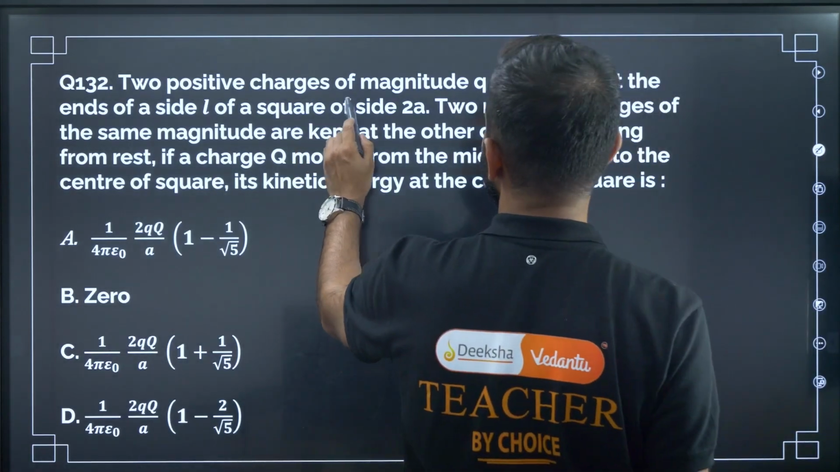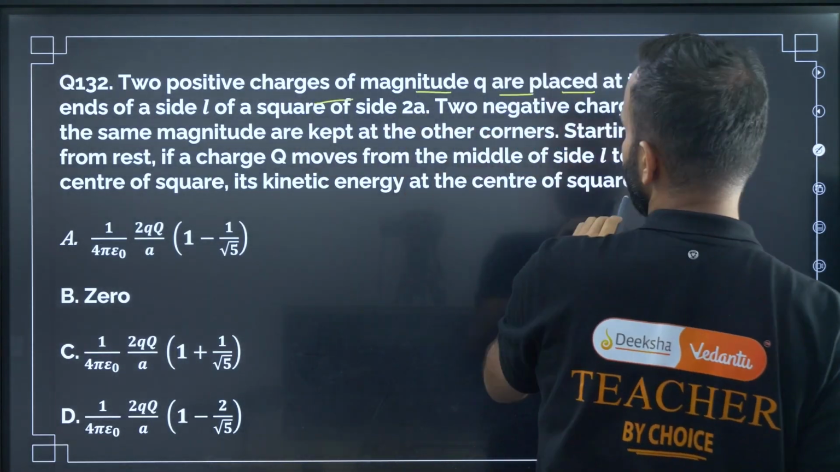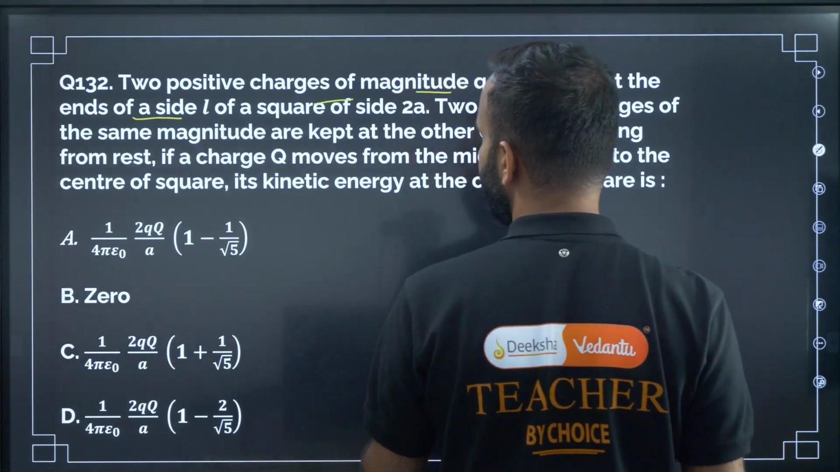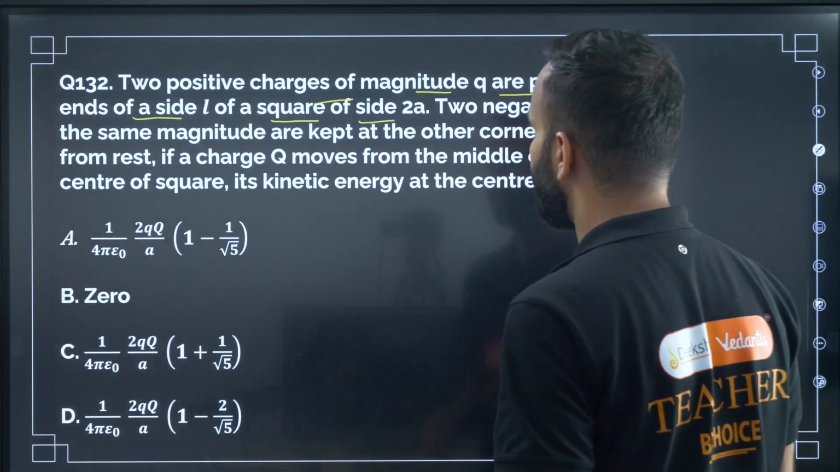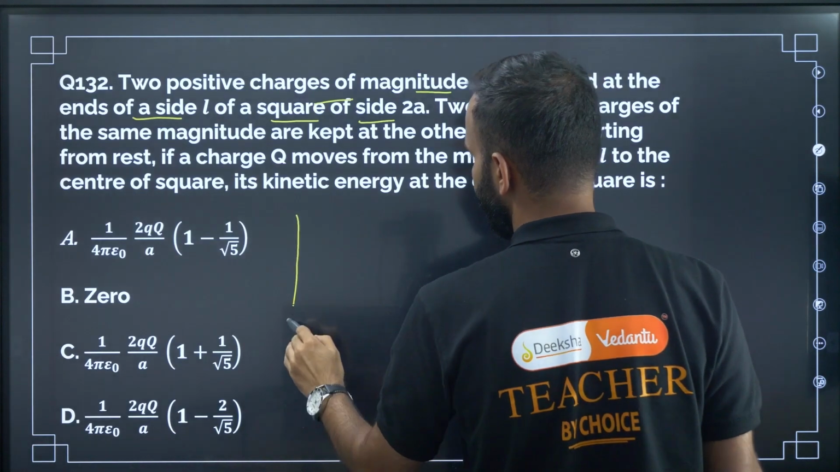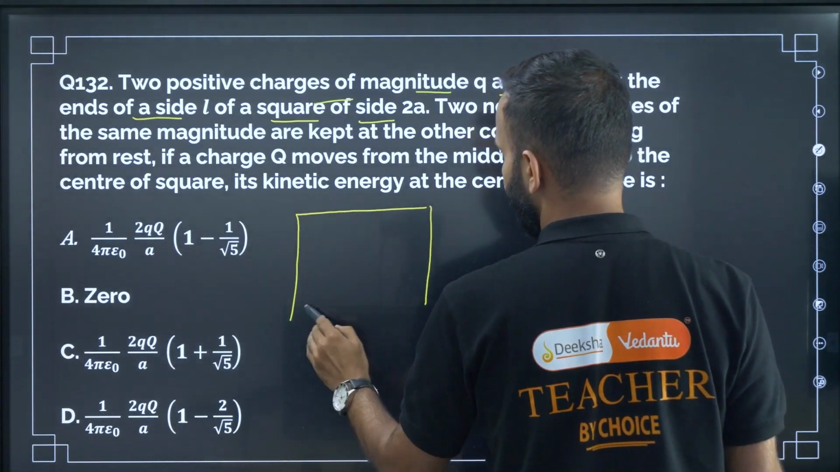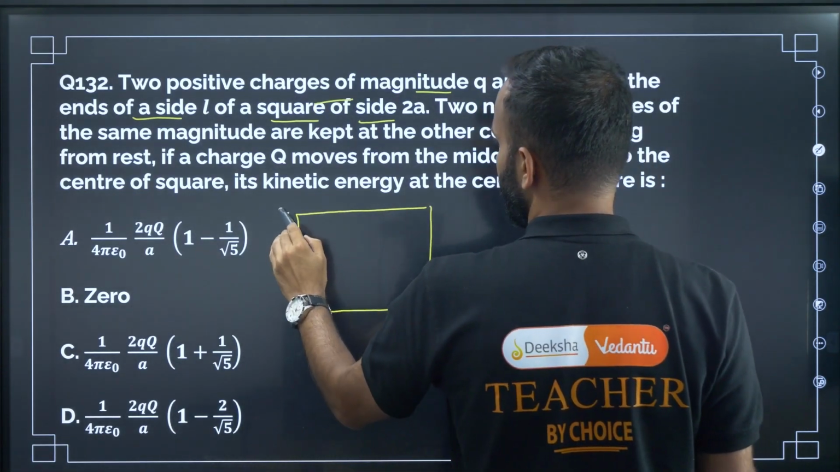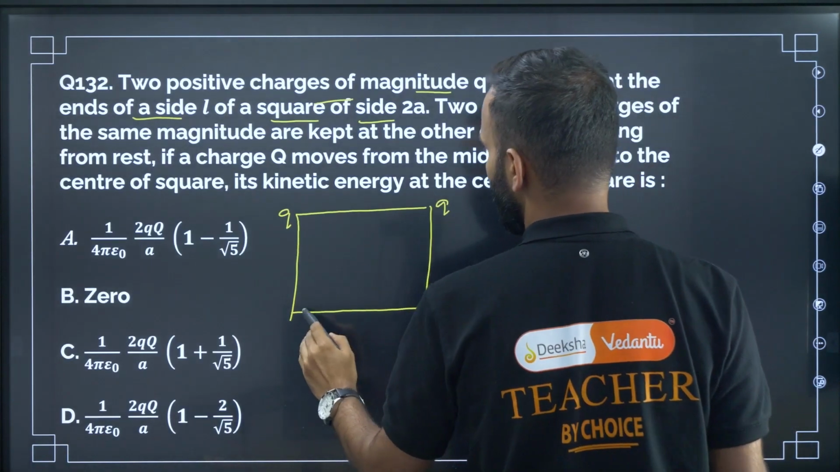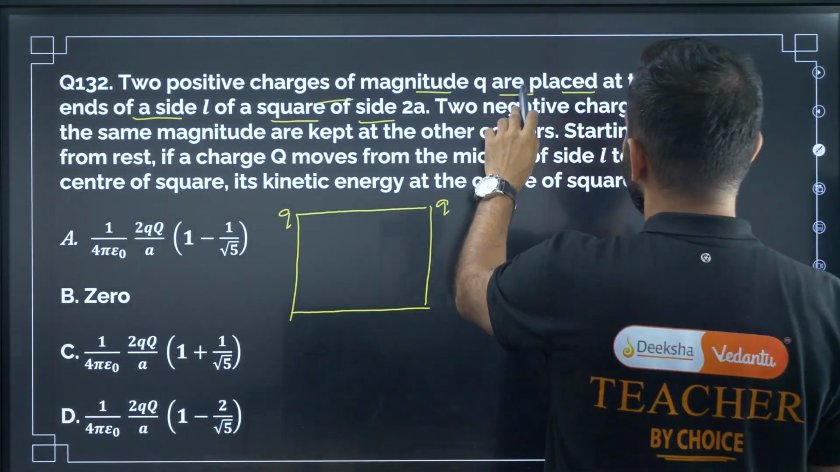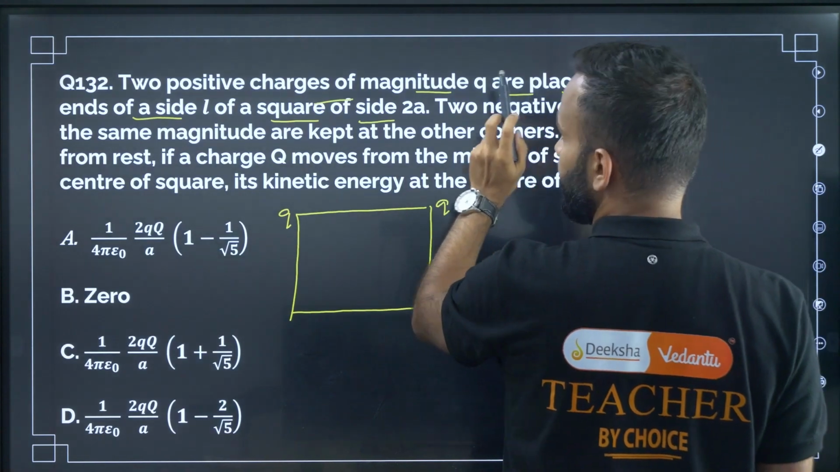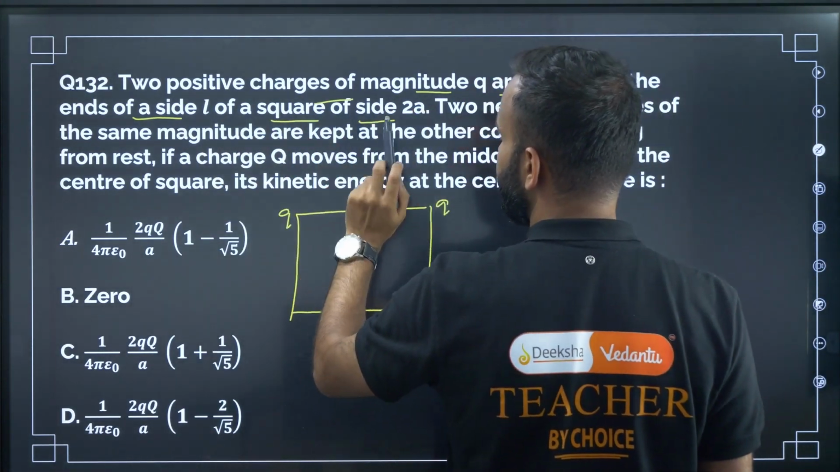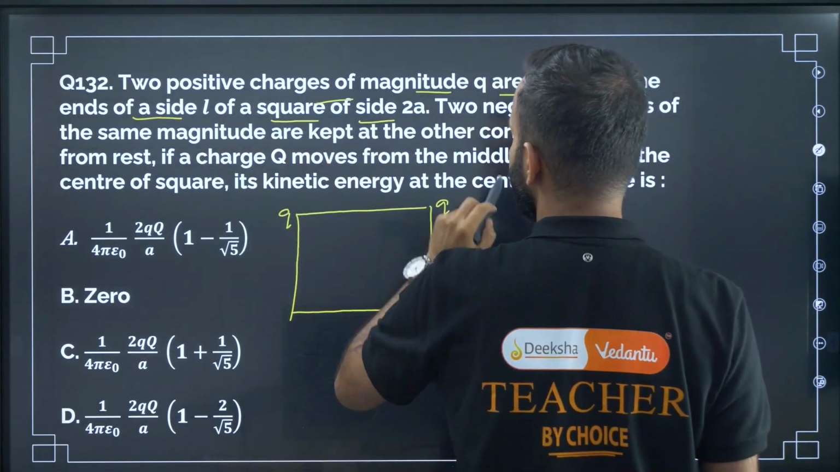Two opposite charges of magnitude Q are placed at the ends of a side L of a square of side 2A. Here is the square, with charges Q and Q. Two charges of magnitude Q are placed at the ends of a side L of a square of side 2A.